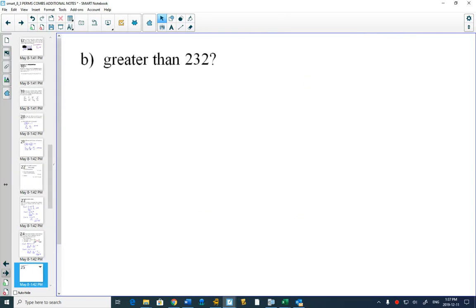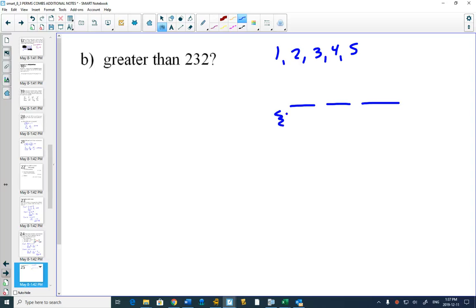Greater than 232. Again, this is part B. We're only using the numbers 1, 2, 3, 4, or 5. Now there's lots of restrictions. Well, if we try to do this directly, greater than 232, can you see that you could start with a 2, a 3, a 4, or a 5? Does that make sense?